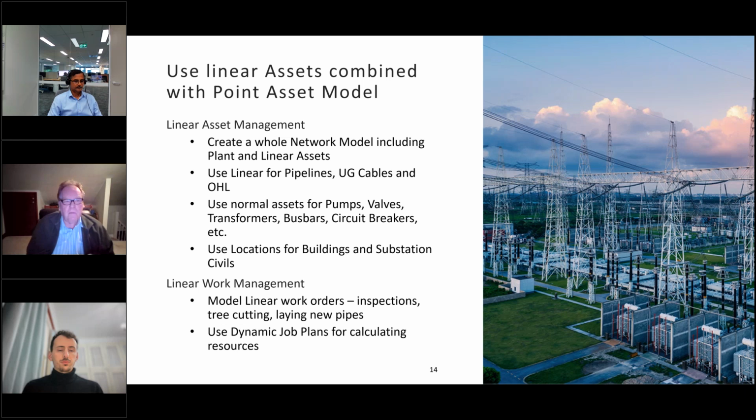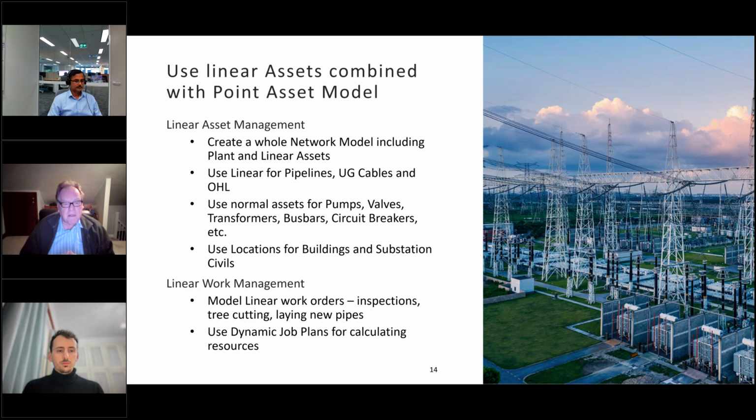And also, we want linear work management. Again, when you're doing tree cutting, you're doing it on a linear basis. You're using linear referencing to say there's trees that need to be cut. They're actually 250 meters from this reference point, this substation on that circuit. So they're using linear reference to say where the work needs to be.